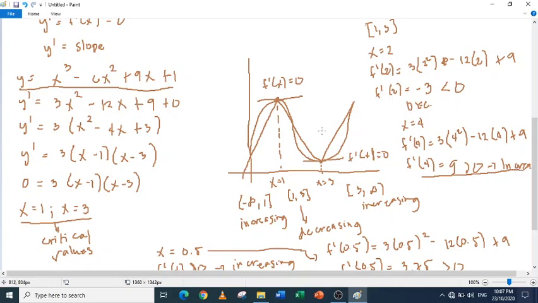So, dito nakuha yung idea ng maximum and minimum values of a function.